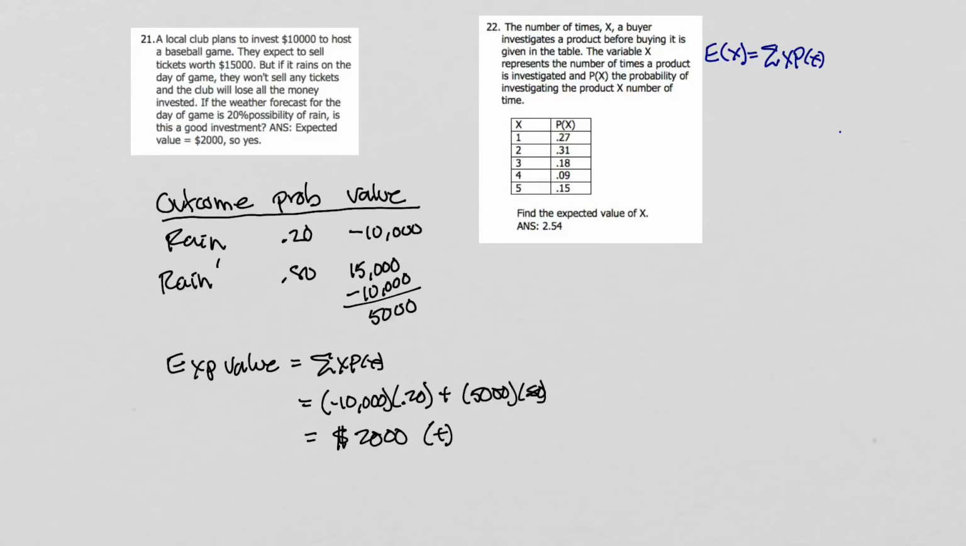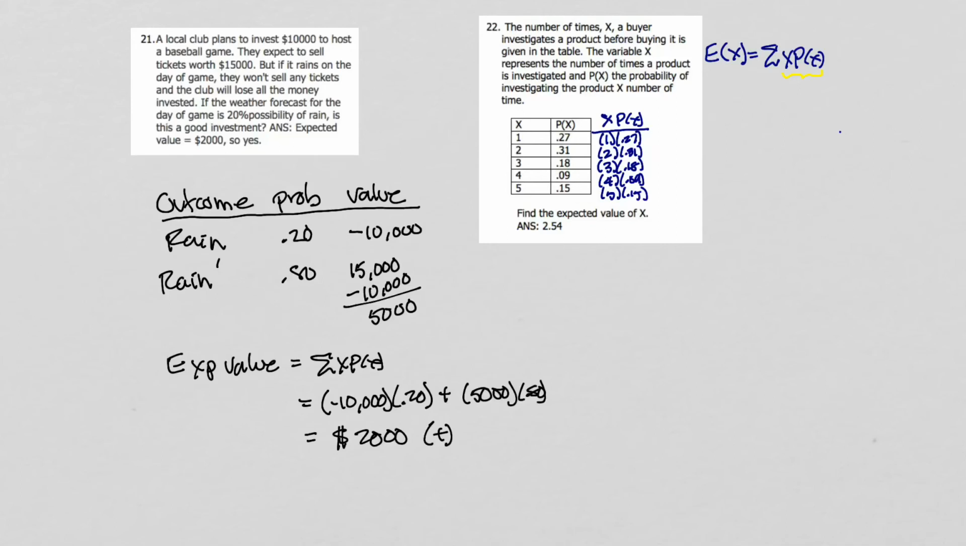So what we need to look at is this. Let's get these products, x, p of x, right? It's x and p of x, x and p of x, and then we'll just add them all up. Let's put another column on here. How about x, p of x? And what we're looking at then is this is going to be 1 times 0.27. This is going to be 2 times 0.31. This is 3 times 0.18. This is 4 times 0.09. And this is 5 times 0.15.